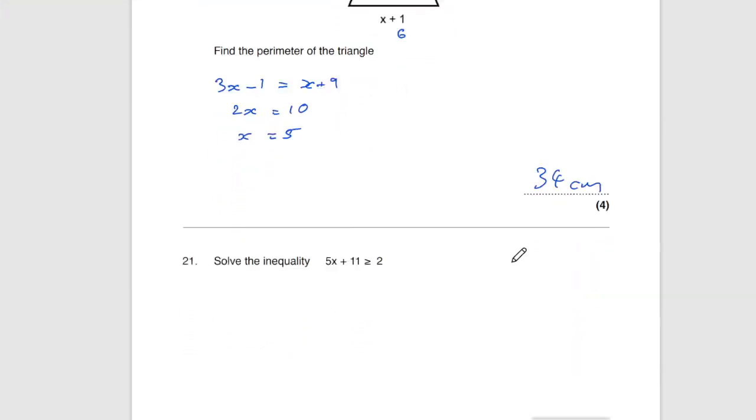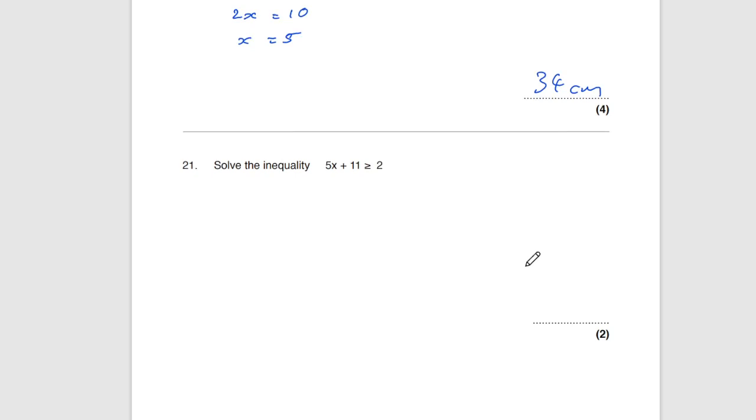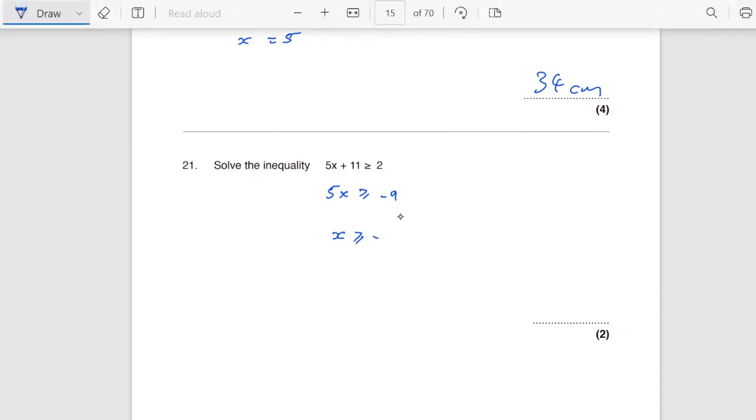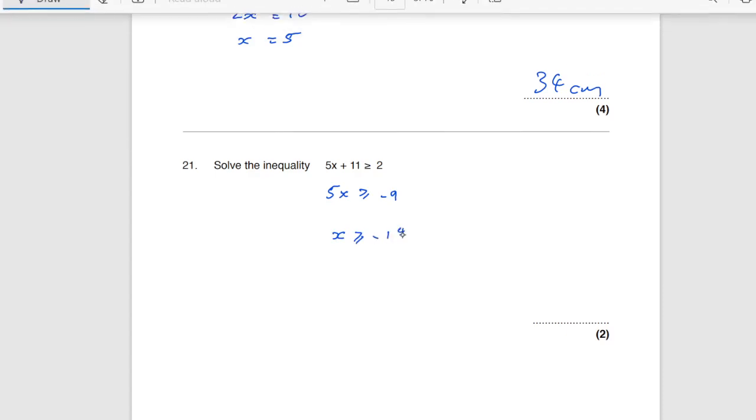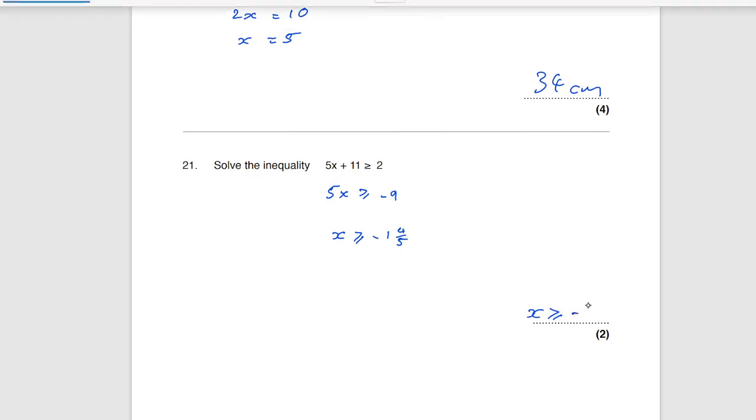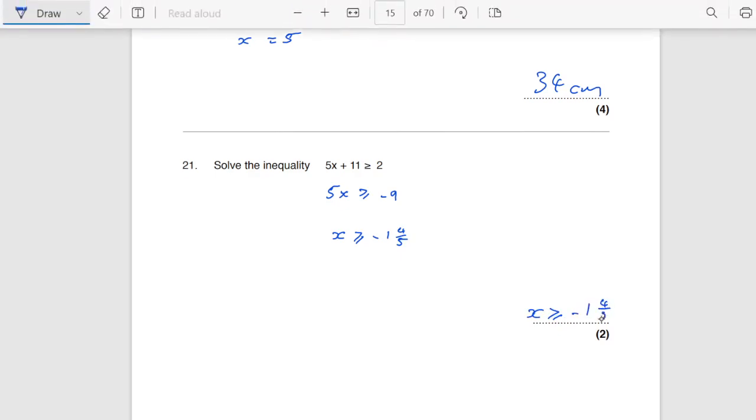Okay, question 21, solve the inequality. You treat this like an equal sign. Add minus 11 to both sides first of all, so 2x has to be greater than or equal to minus 9. Divide both sides by 5, x would be greater than or equal to minus 9 over 5, which would be minus 1 4/5, or minus 1.8. I'm going to leave it as x is greater than or equal to minus 1 4/5, although if you've got minus 1.8, that's absolutely fine.